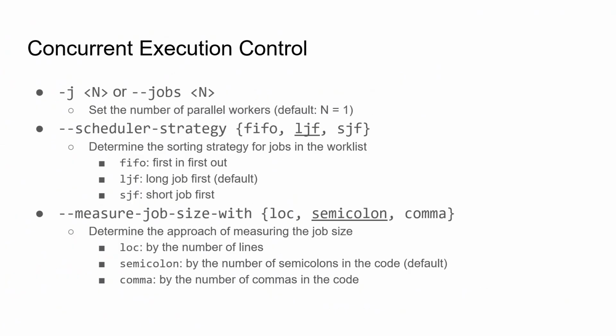For concurrent execution, users can also customize the number of parallel workers, the sorting strategy for jobs in the work list, and the approach of measuring the job size. By default, the longest job first strategy and the number of semicolons are used.